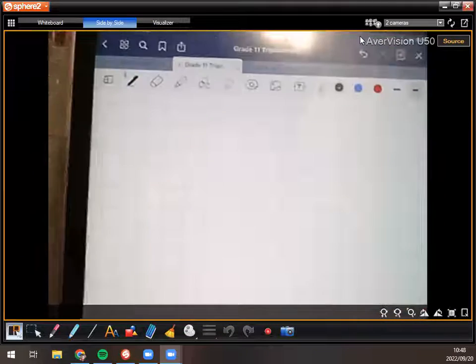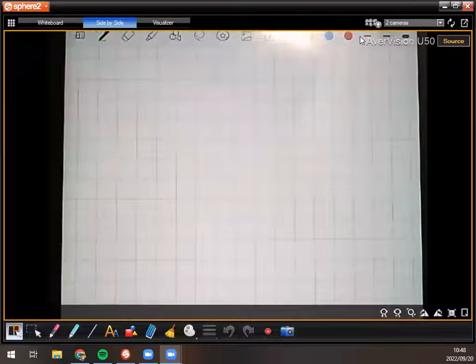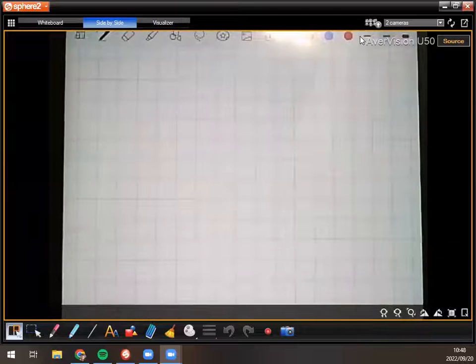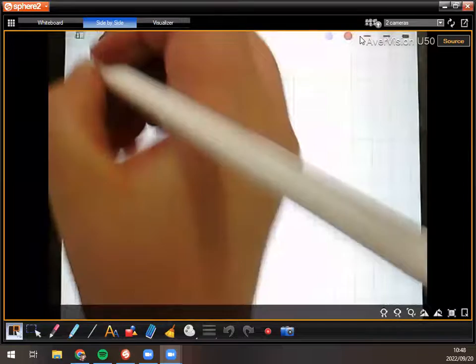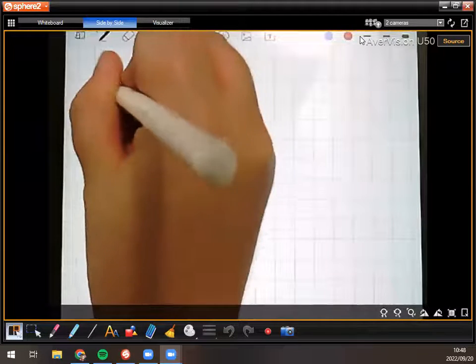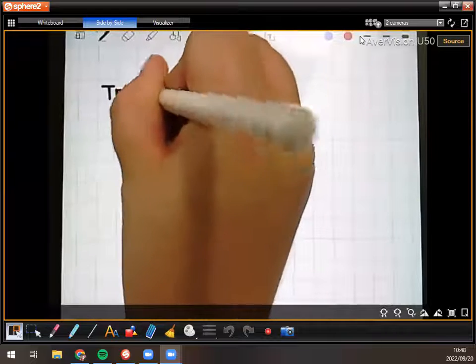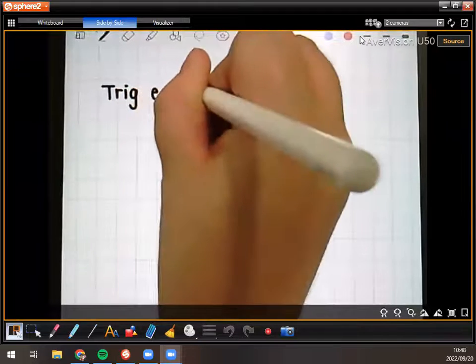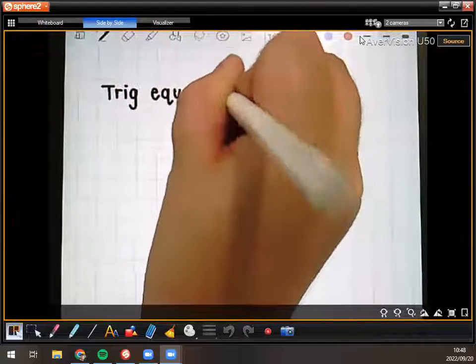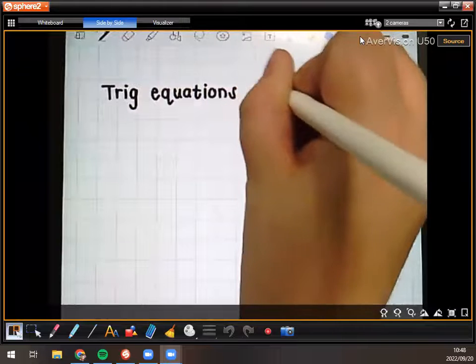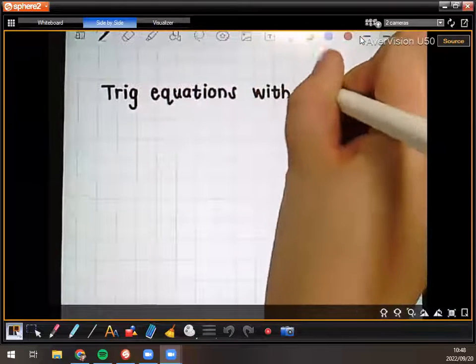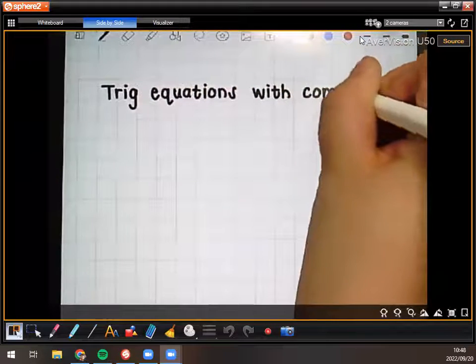We are going to do a lot in the book. Solve equations with one ratio. Trig equations with complex angles.